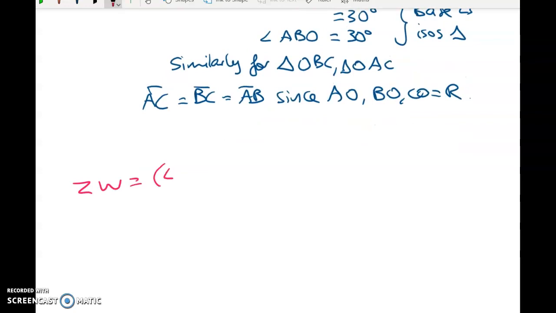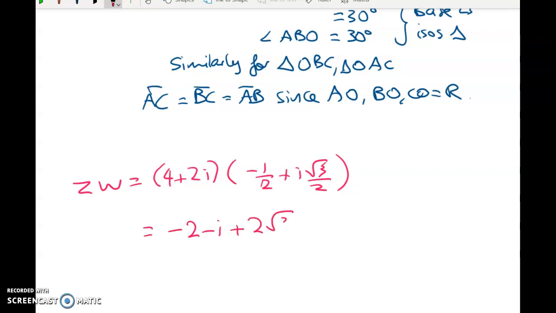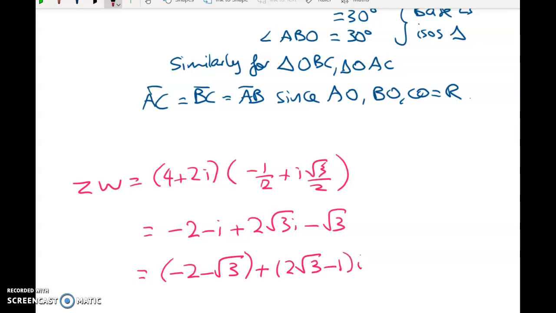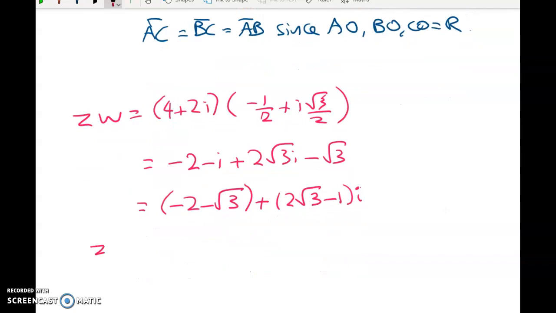ZW is equal to 4 plus 2i times negative 1/2 plus i times root 3 on 2, which works out to be negative 2. Just do it without talking. So there's that one. And then Z over W is slightly more work, so 4 plus 2i divided by W.